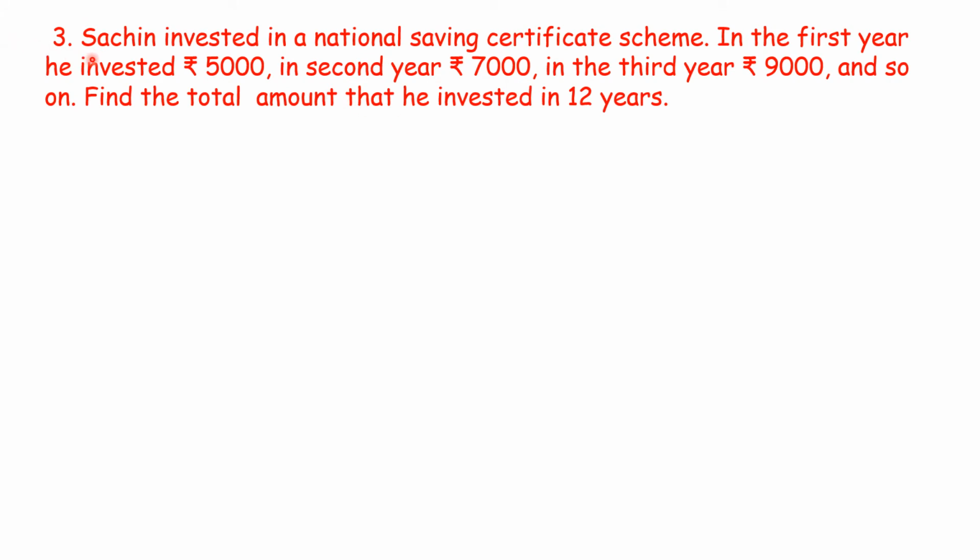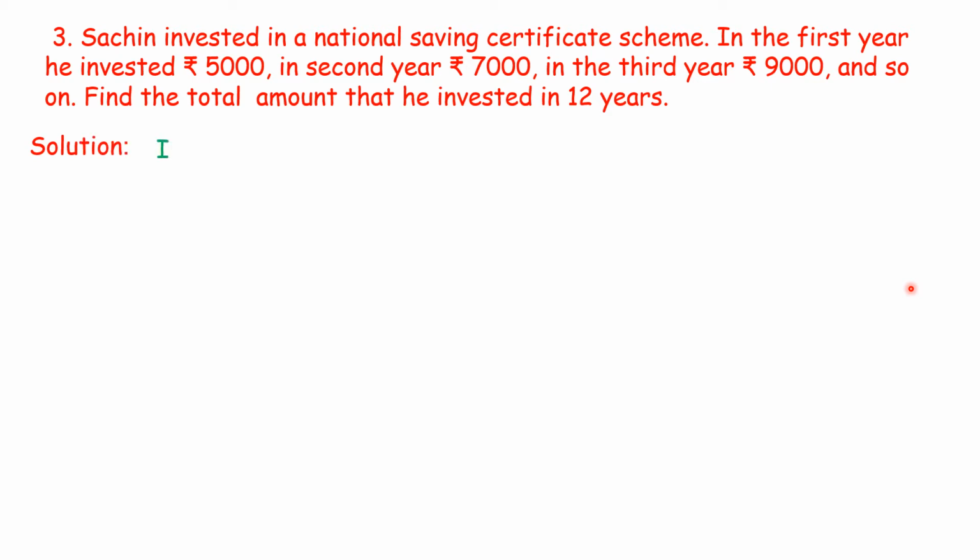Third example. Sachin invested in a national savings certificate scheme. In the first year, he invested rupees 5,000. In second year, 7,000. In third year, 9,000 and so on. Find the total amount that he invested in 12 years. Here, A is 5,000 and the difference is he increased the amount of investment, that is 2000. Therefore, D is 2000 and N, the number of years, is 12.